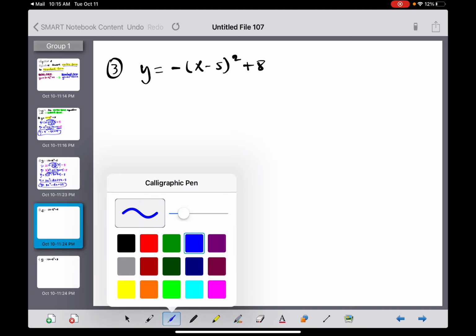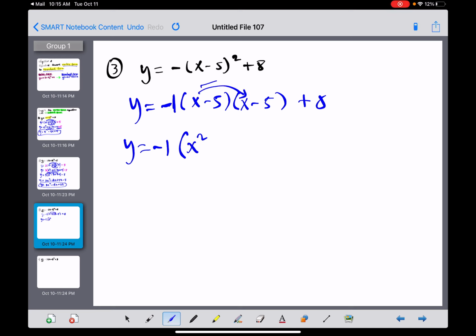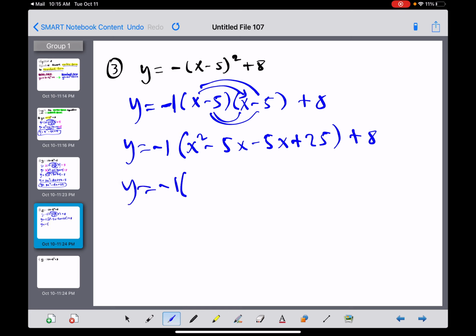Same thing as the previous problem, we're going to split the x minus 5 into 2. And then bring in positive 8. But here, see that's negative. I'm going to put a negative 1 right there to remind myself to multiply at the end. So x times x is x squared. X times negative 5 is negative 5x. That's minus 5x. That's positive 25 plus 8. So negative 1 times x squared minus 10x plus 25 plus 8.